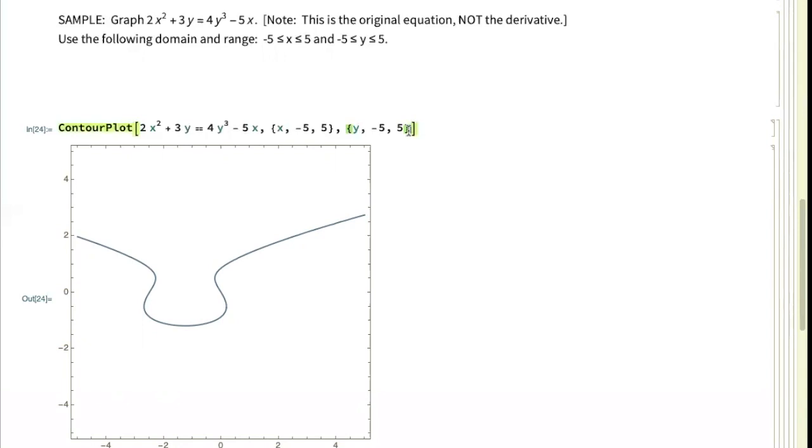So I'm going to go back to my plot command, and we're going to add the command Axes -> True. Axes True just tells it to put the axes in there. So now I can see that this function is passing through the point (0, 0). And that's how you graph implicit equations.